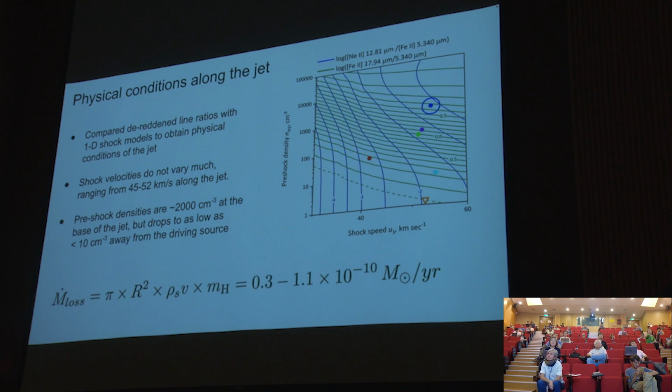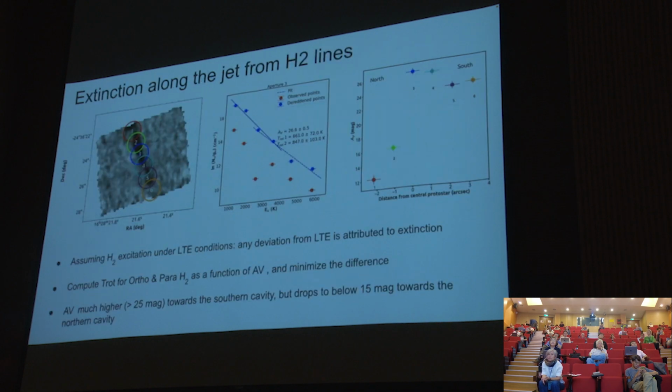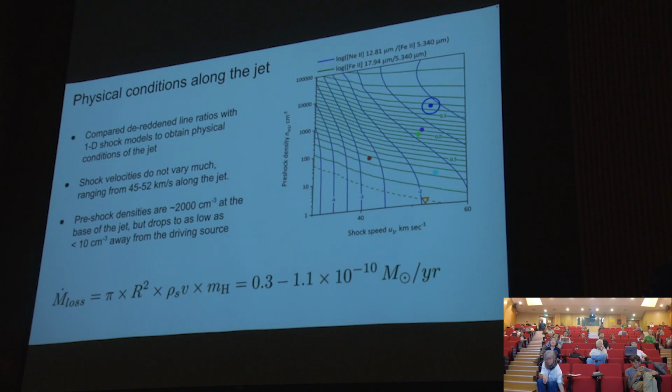And because we also have several iron lines, we can do nomograms using 1D shock models, and we found that there are certain good pairs, such as the neon 12.8 to 5.34 micron pair, and the 17.94 to 5.34 micron pair, which are both velocity as well as shock density tracers. Each of these apertures is color coded, and this is where the central protostar is. We find that the pre-shock density is around 2000 per cubic centimeter, and the shock speed is about 52 kilometers per second.